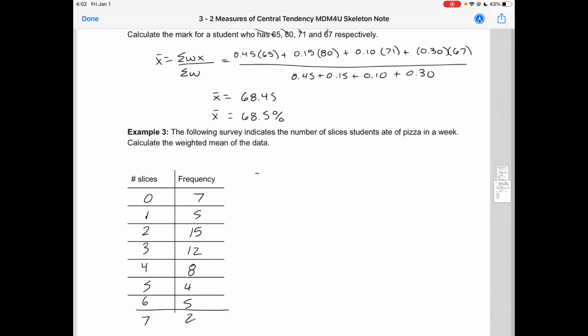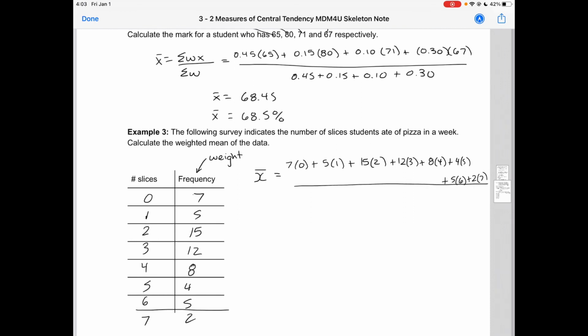And then what we're going to look at is calculating our weighted mean. In this case, our frequency represents our weighting. So for my first one, I've got 7 times 0 slices. Then I'm going to do the same thing: 5 people had 1 slice, 15 people had 2 slices, 12 people had 3 slices, 8 people had 4 slices, 4 people had 5 slices, 5 people had 6 slices, and then 2 people had 7 slices.